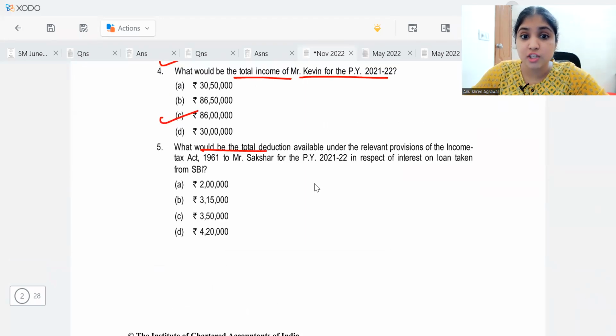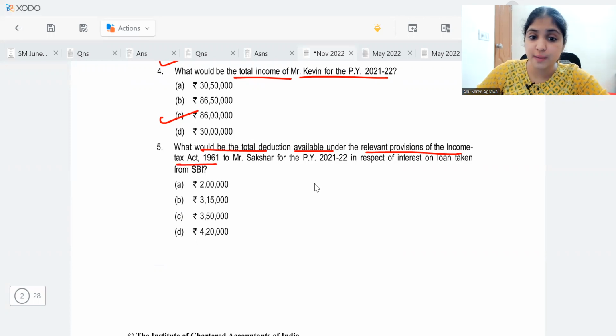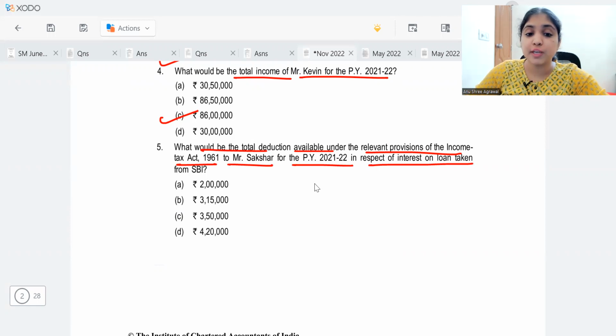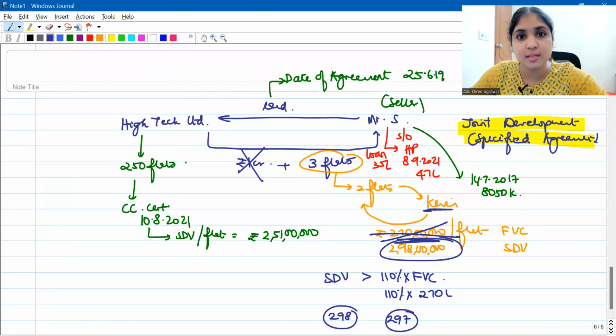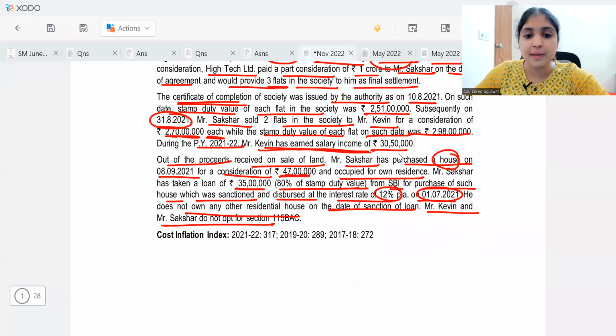All right, now going to one last question under this case scenario. What would be the total deduction available under relevant provisions of Income Tax Act to Mr. Sakshar for previous year 21-22 in respect of interest on loan taken from SBI? You remember Mr. Sakshar had purchased a house property for 47 lakhs. To purchase it, he had borrowed a 35 lakh loan from SBI. This 35 lakhs was 80% of SDV. The date of sanction of the loan was 1st July 2021 and the interest rate is 12%.